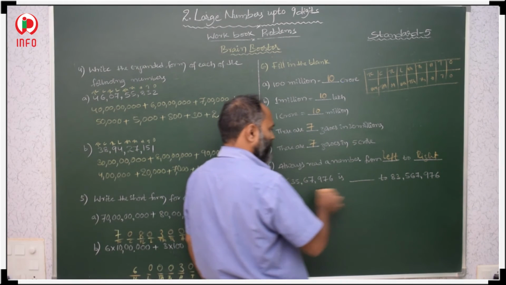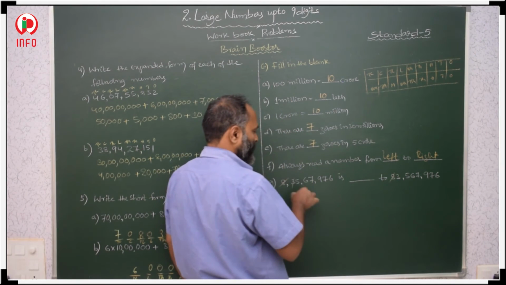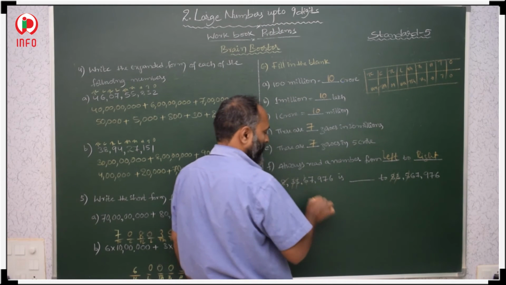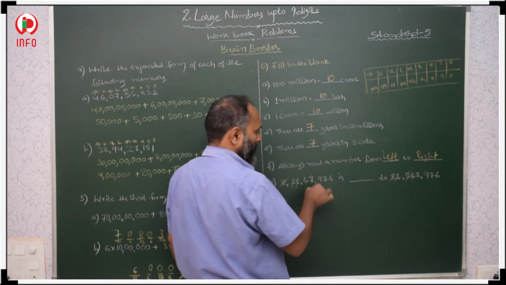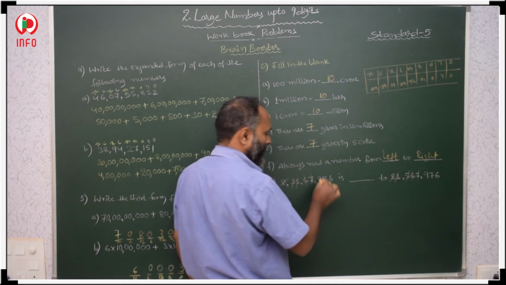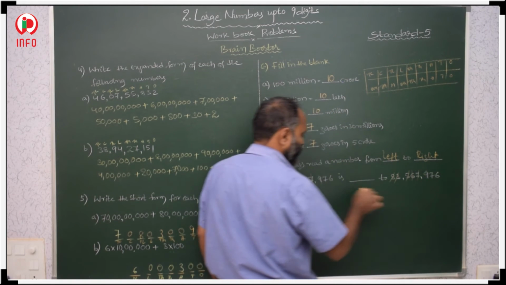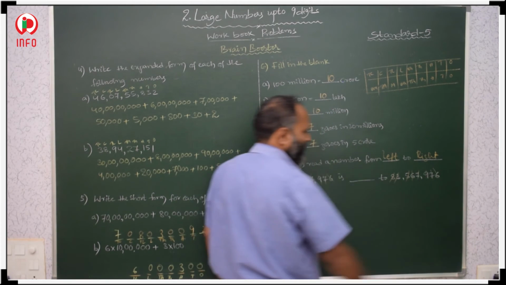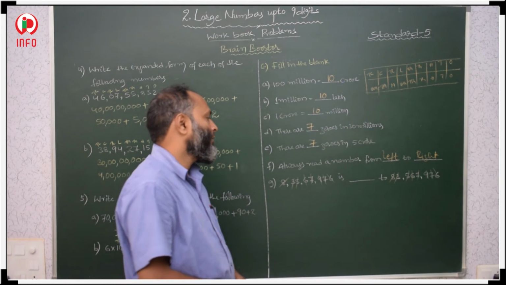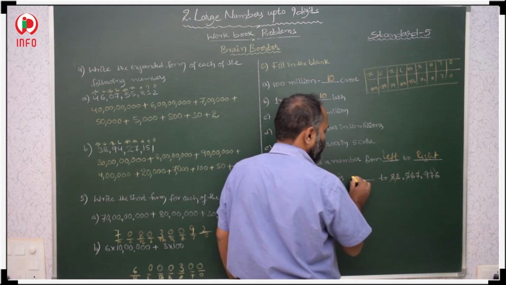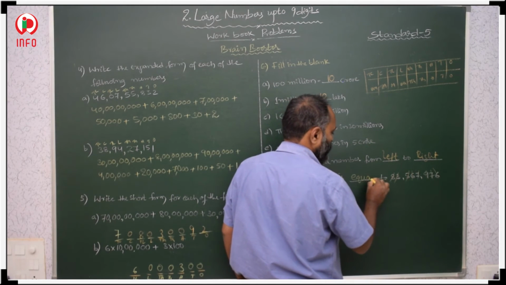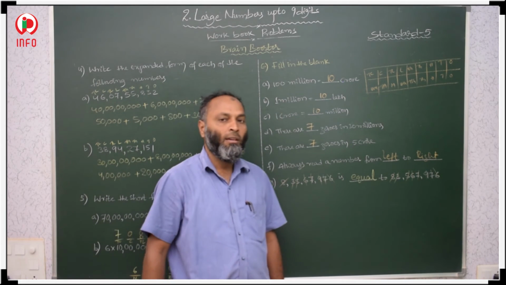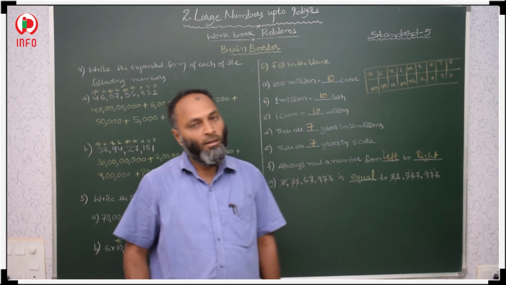Here 8 is there and here 8 is there. Here 3 is there and here 3 is there. Here 5 and 5. Here 6 and 6. Here 7 and 7. Here 9 and 9. Here 7 and 7. Here 6 and 6. So the numbers are equal. This number is equal to this number. Okay, so in this format you have to tally and tell.